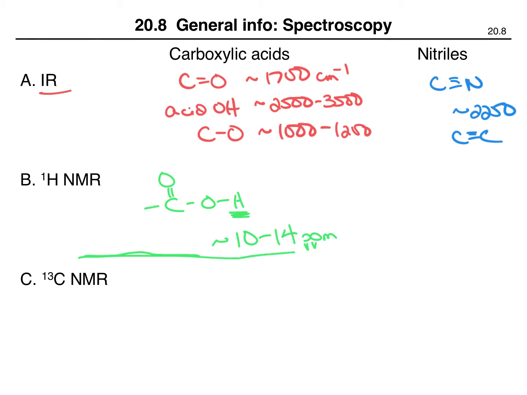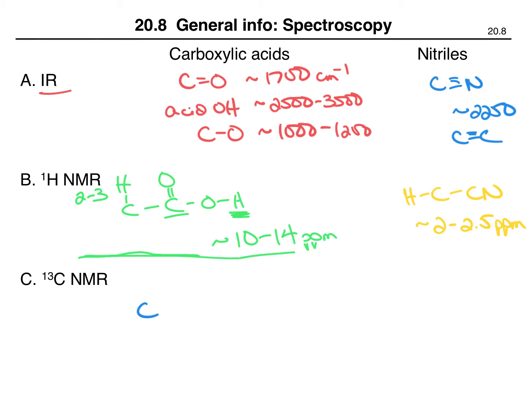Also keep in mind, if you have a carbon on the other side, then a hydrogen on a carbon connected to a carbonyl will show up around 2 to 3 ppm. For a nitrile, a hydrogen connected to a carbon that is connected to the nitrile, these show up around 2 to 2.5 ppm. And finally, by C13 NMR, carbonyls are going to be pretty high, like close to 200 ppm.